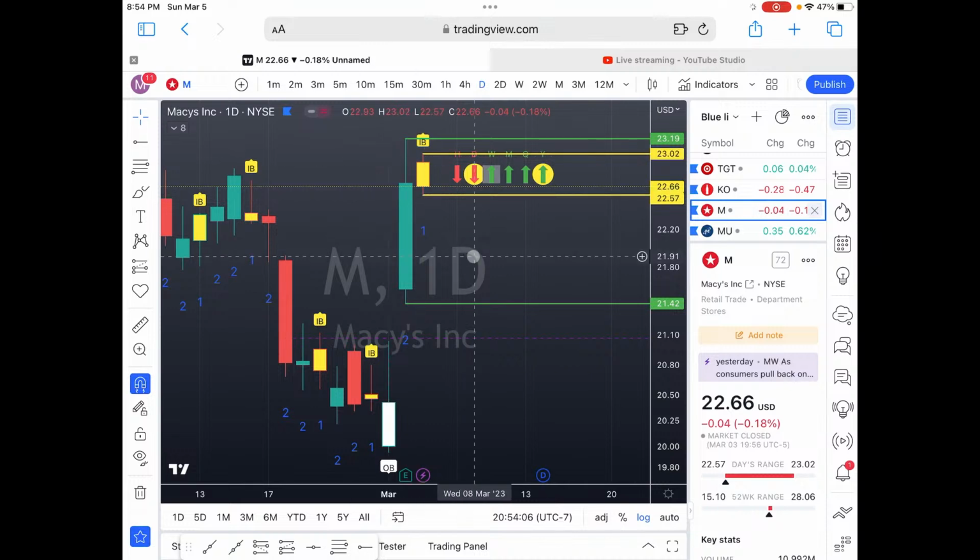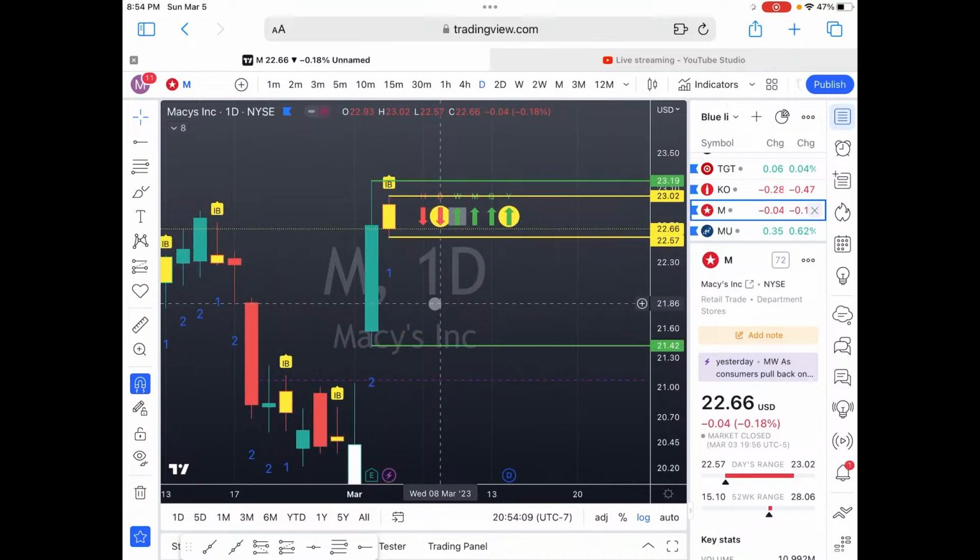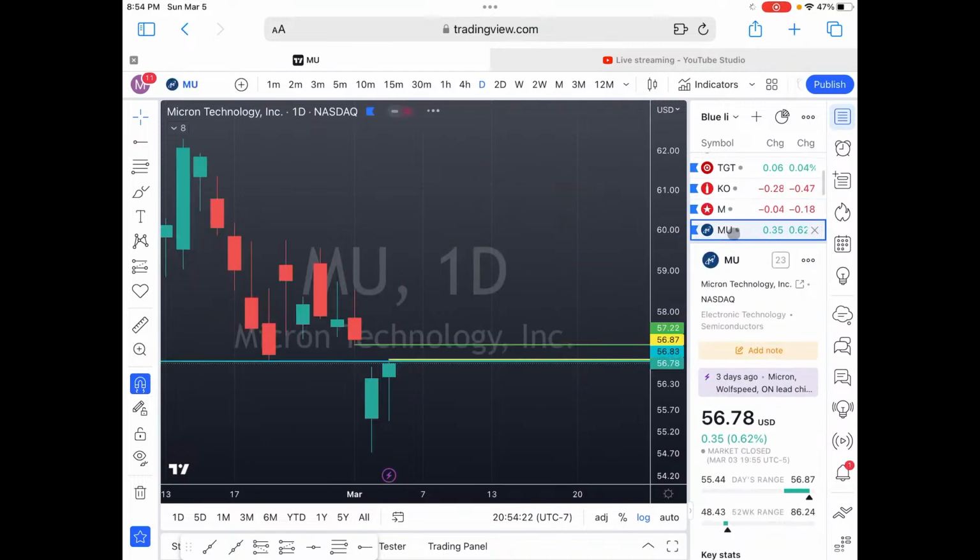Macy's also with that inside bar, good magnitude to the downside, but if we trend to the upside here off of Macy's, we have this big gap up. If we trend up, we've got full time frame continuity in our favor to the upside. So calls at 23.02, puts at 22.66 on Macy's.